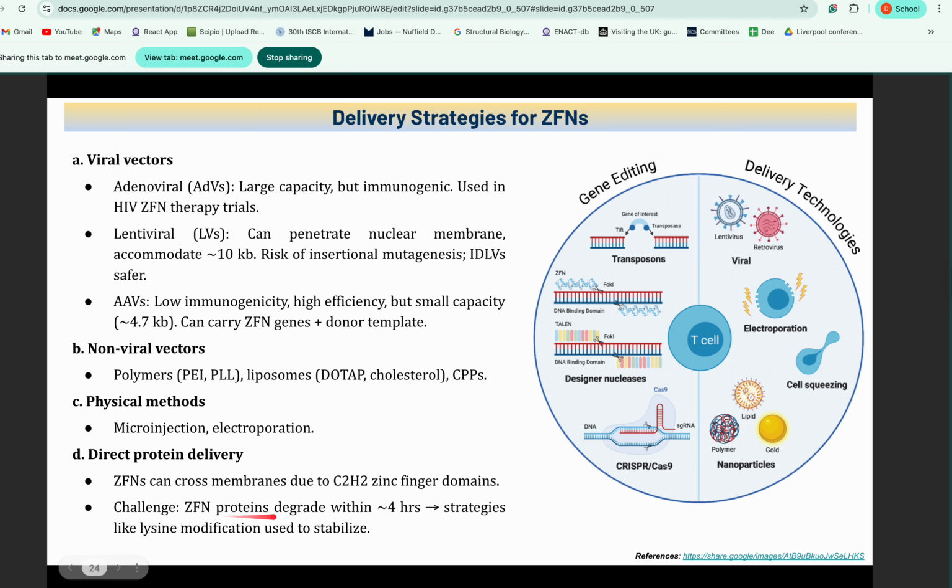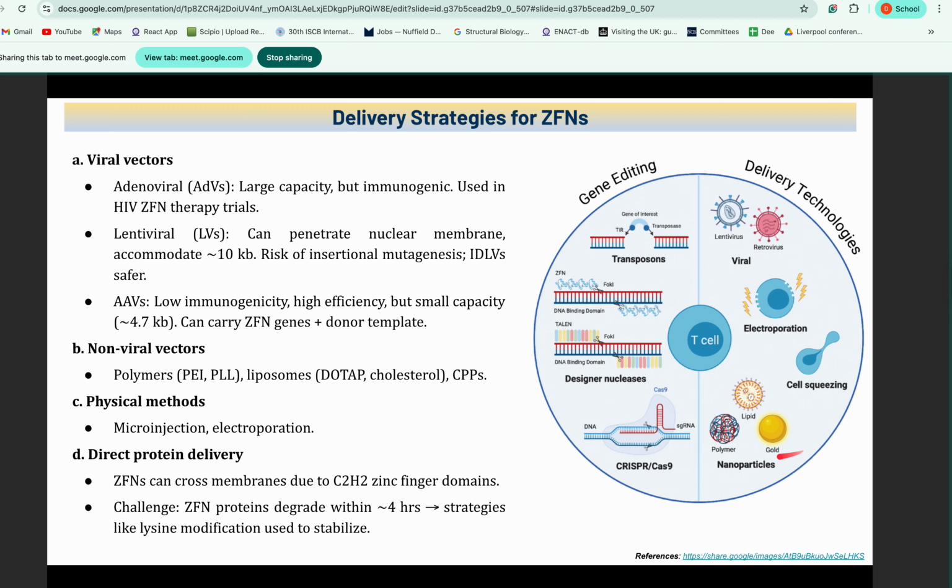But the challenge is that these zinc finger nuclease proteins degrade within 4 hours. Because our body has nucleases and different proteases which degrade these proteins, in 4 hours that protein will get degraded. So to overcome that degradation and to stabilize our zinc finger nucleases, the strategy is that we modify the lysine residues, which act as a stabilizer. Okay, so these are the delivery strategies which are involved in delivering the zinc finger nucleases into the cell.